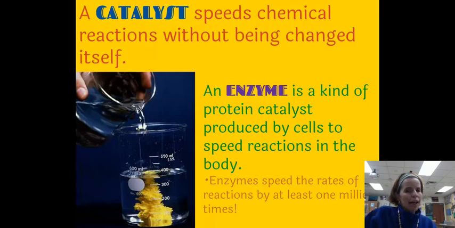In the liver lab, you had a catalyst that was not an enzyme, and that was when you used the manganese dioxide, that black powder. That was a catalyst. It sped up the breakdown of the hydrogen peroxide and caused it to bubble really fast. The enzyme that we used in the liver lab was called catalase. ASE is usually the ending of enzyme names, and that was the name of the enzyme that was in the cow liver.